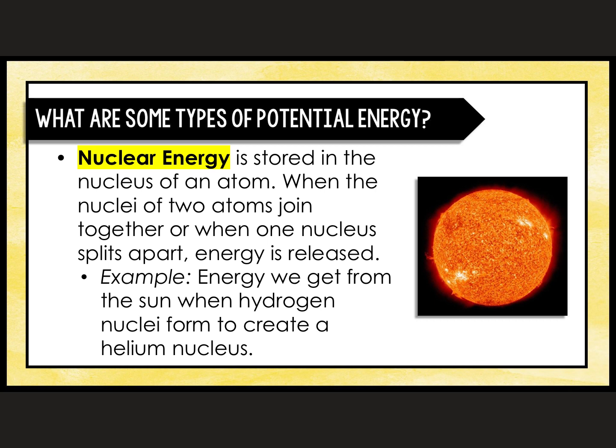An example resulting from nuclear fission, or splitting apart, is when we dropped an atomic bomb on Hiroshima and Nagasaki back during World War II. The splitting of the nuclei is what released the energy for the bomb. Another example where nuclear energy is used is in nuclear power plants.